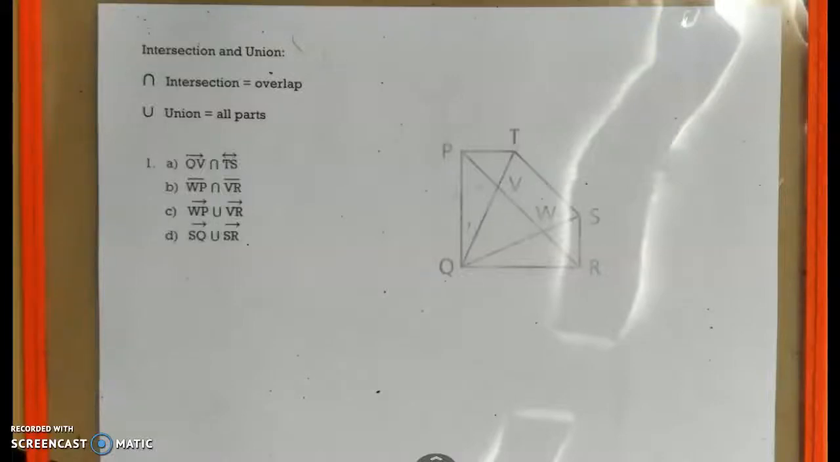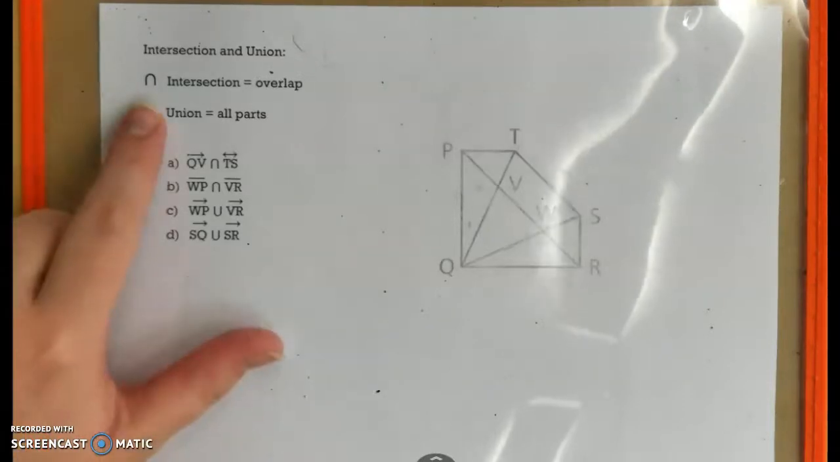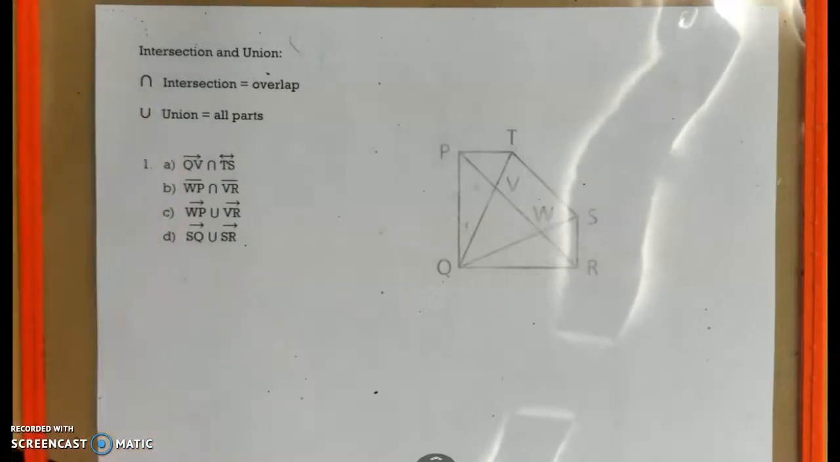Okay, we are getting into our first set of notes here on intersection and union, and the first thing that we need to familiarize ourselves with are the two symbols that tell us if we're looking for the intersection or the union. So the first one is the intersection, which looks like an upside down U, and that's going to be an overlap. So wherever the parts that we're looking at overlap, that's an intersection.